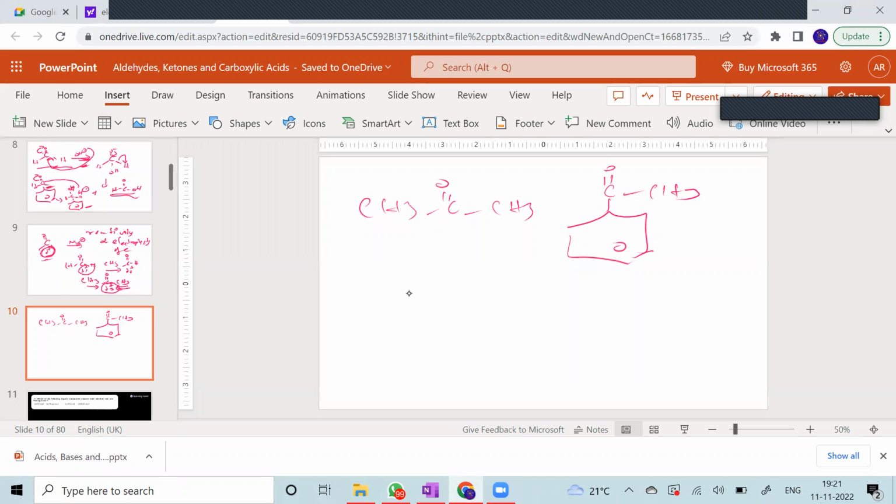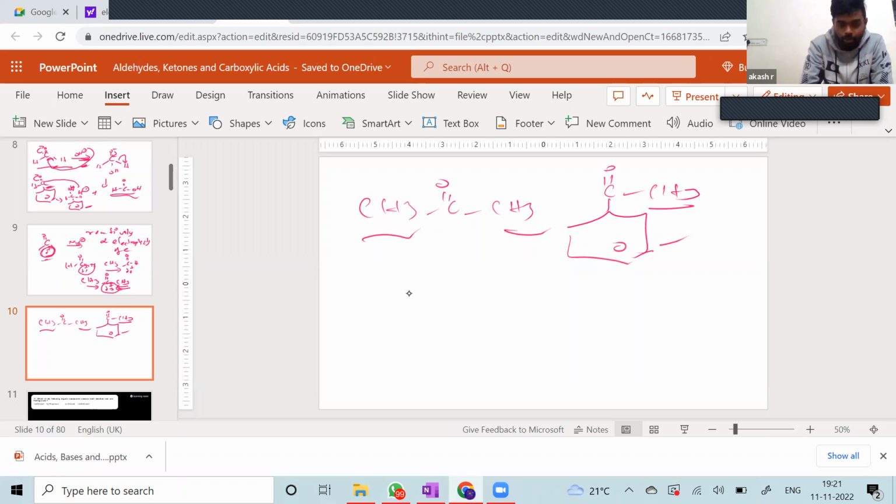First one. Why? Sir, here it is attached to 3 alkyl groups, here only 2. How 3 alkyl? How is it 3 alkyl groups? There is the second one, sir. Here it is 1, 2. The benzene ring is the other alkyl group, right? The second one is more reactive.